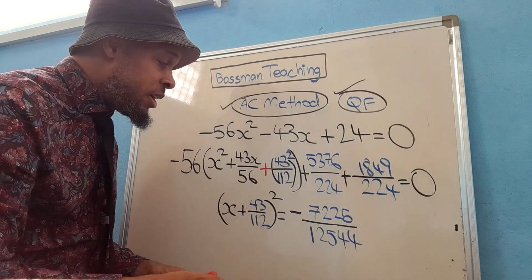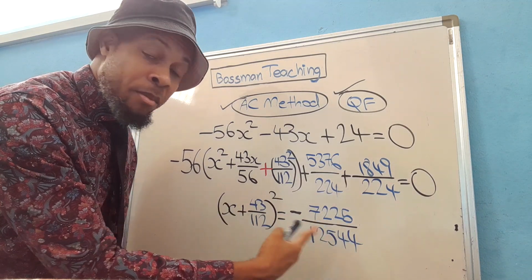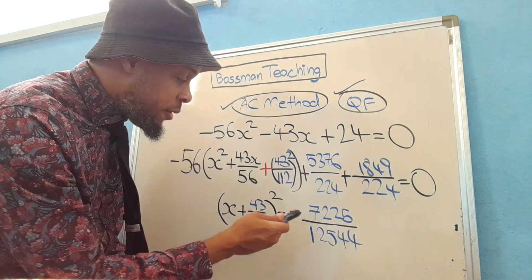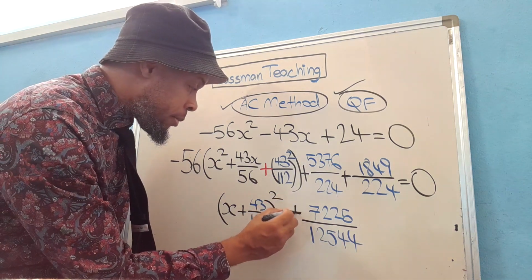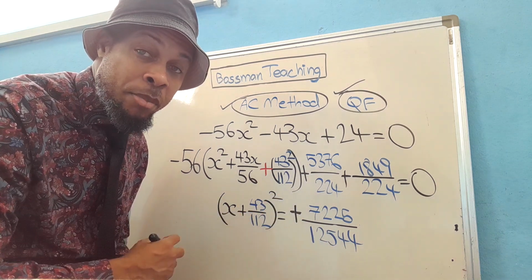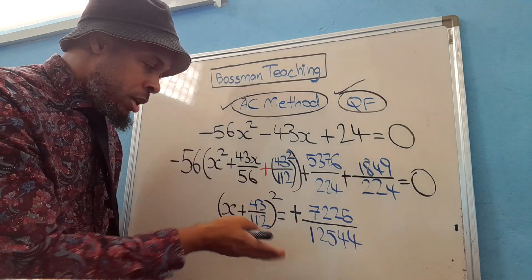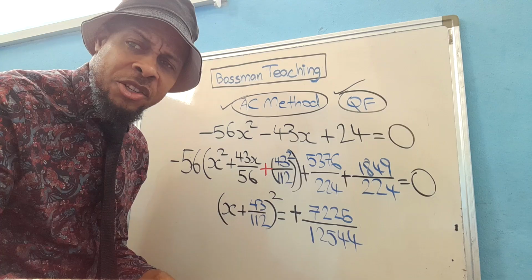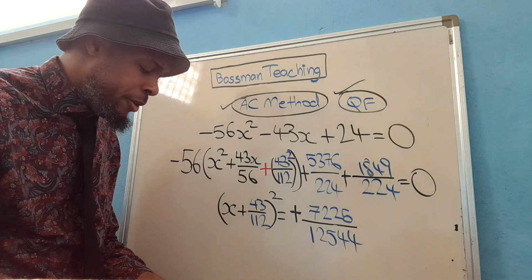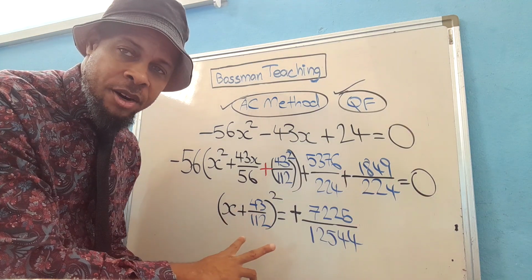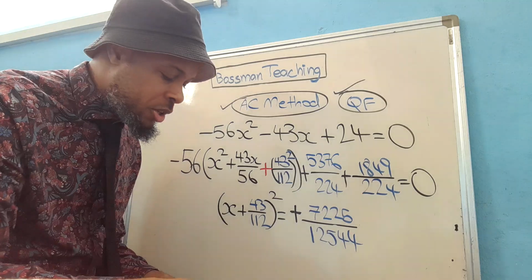Now, the thing is, we multiplied it by minus 1 over 56, so therefore this has to become positive now. Right? Part of the stress is done now. Part of it done. So once we get here, we're almost out of the woods.